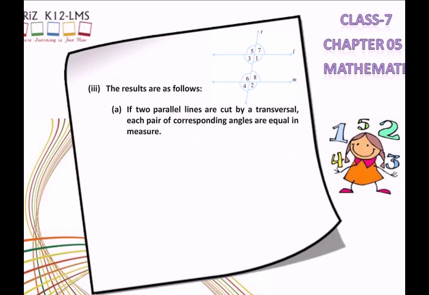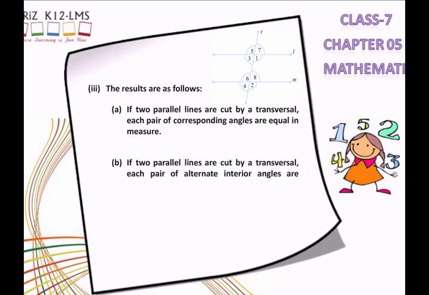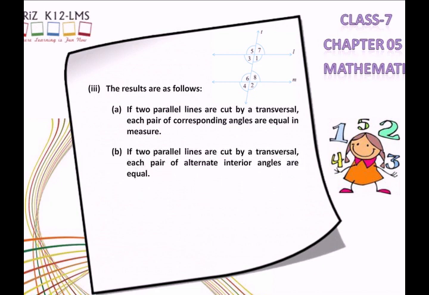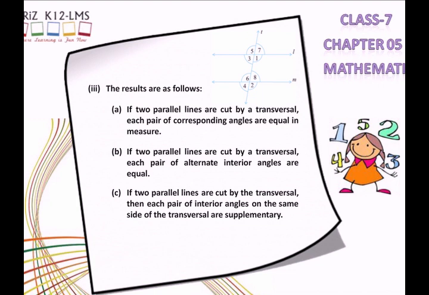If two parallel lines are cut by a transversal, each pair of corresponding angles are equal in measure. If two parallel lines are cut by a transversal, each pair of alternate interior angles are equal. If two parallel lines are cut by the transversal, then each pair of interior angles on the same side of the transversal are supplementary.